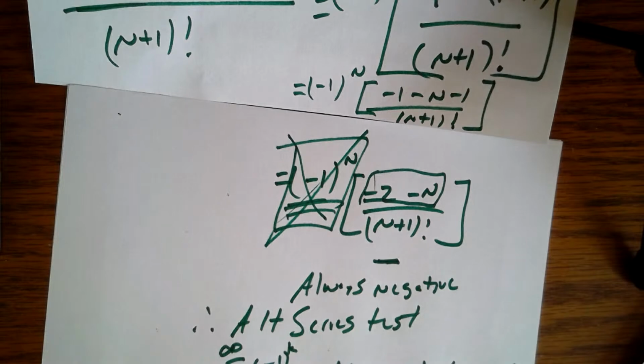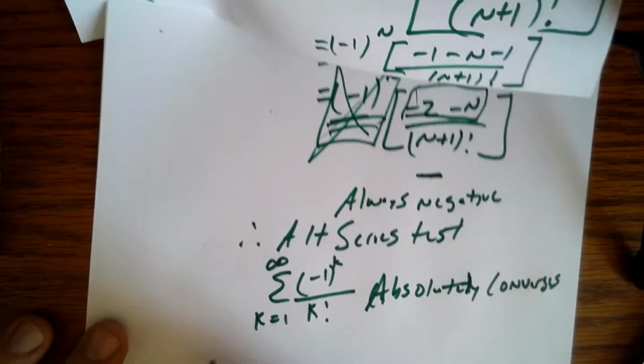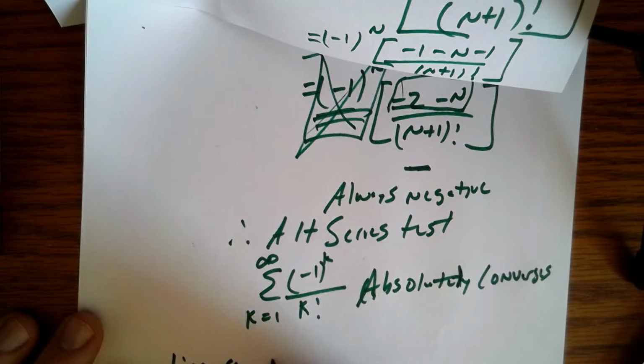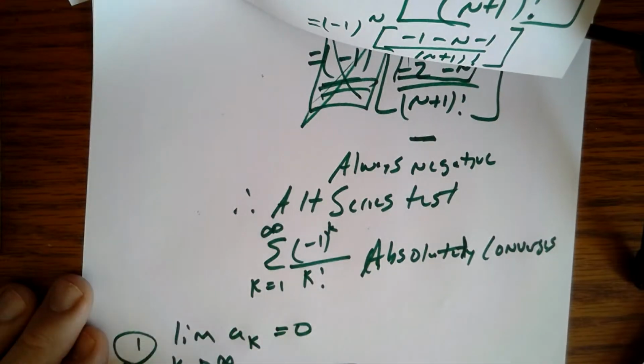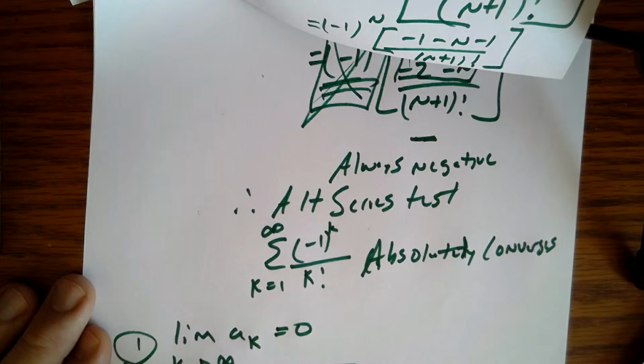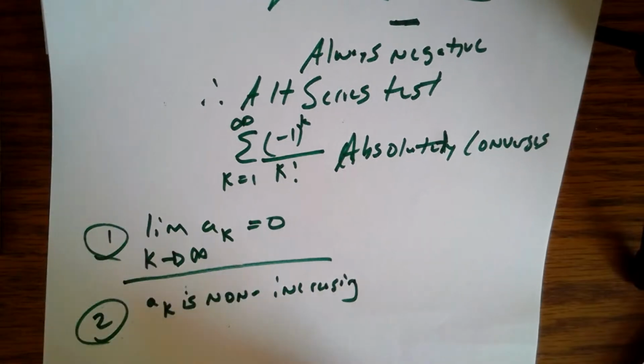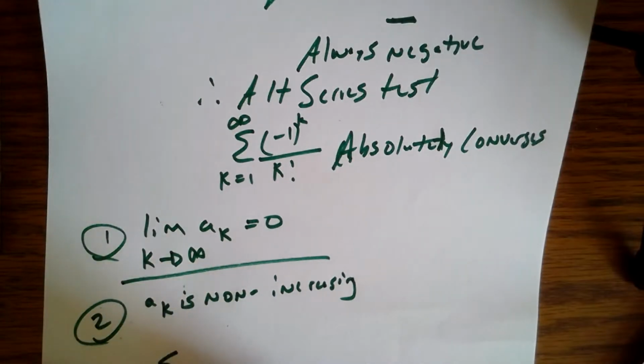Okay. Yes, you do remove the alternating part. Remember the two conditions. Number one, the limit as k goes to infinity of a of k is equal to 0. Number two, a of k is non-increasing. And of course, that's looking at the series.